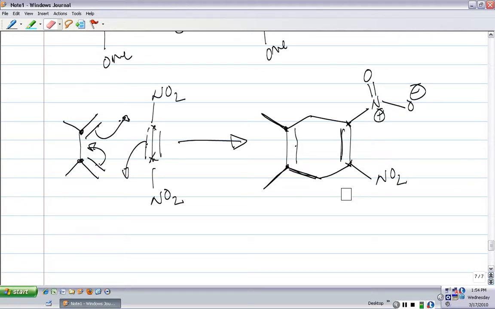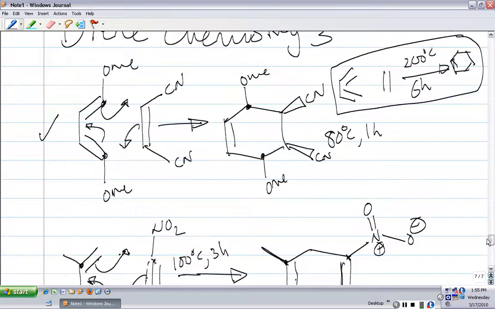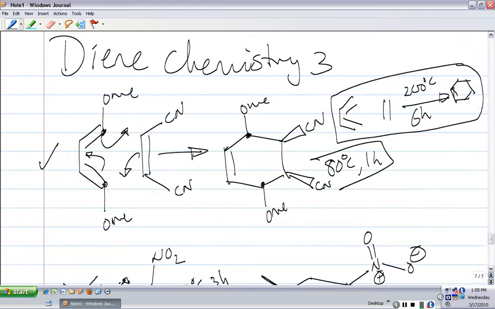And I expect this reaction to be pretty facile, maybe 100 degrees Celsius for 3 hours or something before I get a good yield of product. As compared to the conditions I used for the one above, which was about 80 degrees for an hour, because this is a super activated diene and a pretty activated dienophile.